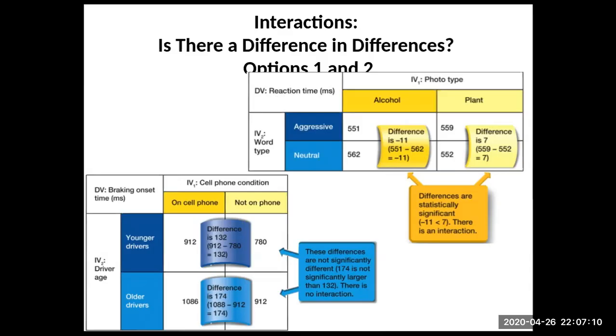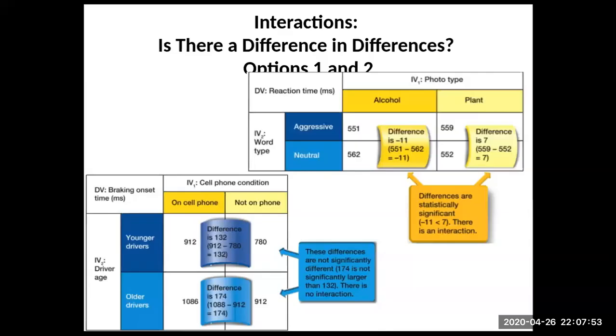So that tells you, even without looking at a graph, there is an interaction. For the bottom one, we have cell phone condition, on the cell phone versus not on the cell phone, and we have younger drivers versus older drivers. Instead of going down like we did for the top one, photo type and word type, we're going to go across. And by the way, you could do it either way, either down or across. I'll show you that it's interchangeable. Looking at younger drivers on cell phone versus not on cell phone, you have 912 minus 780, which gives you 132. And for older drivers, you have 1086 minus 912, which gives you about 174.